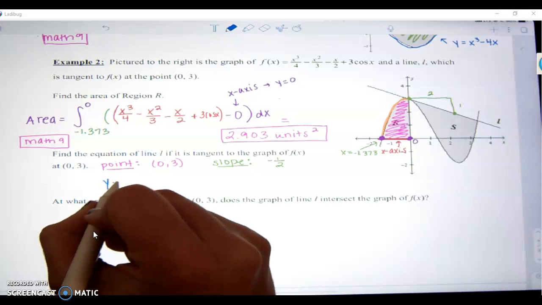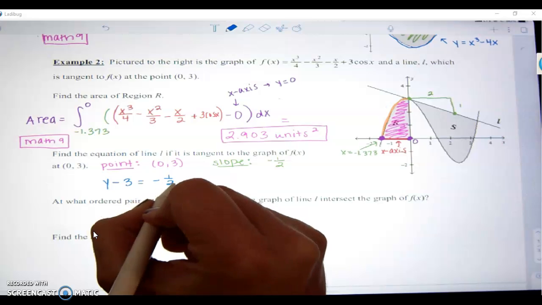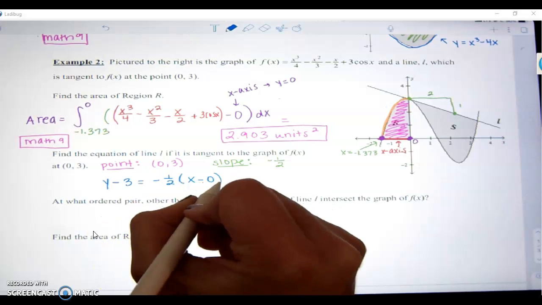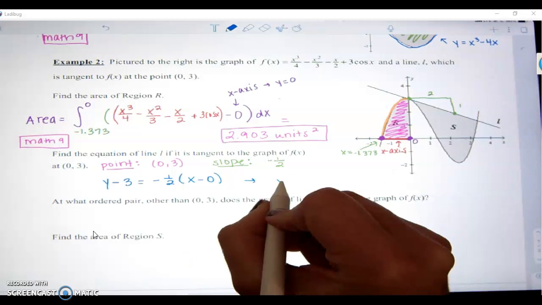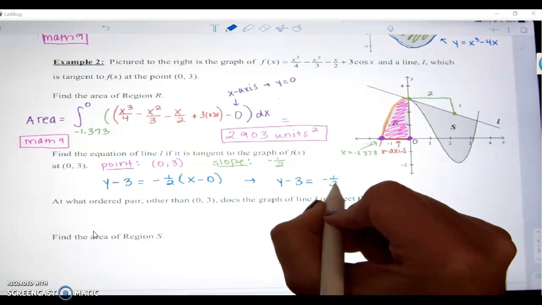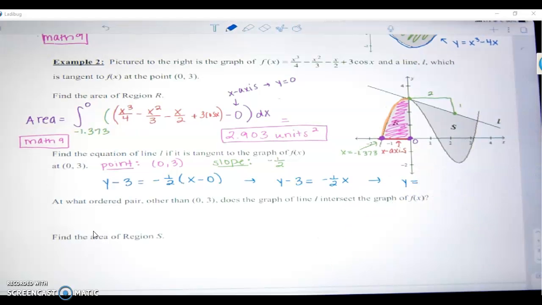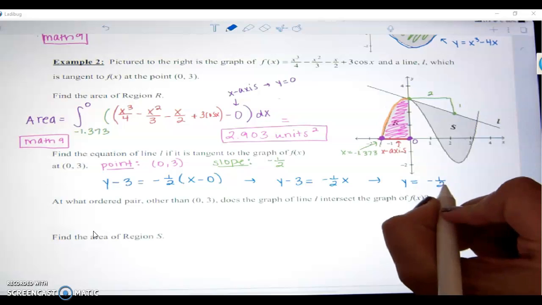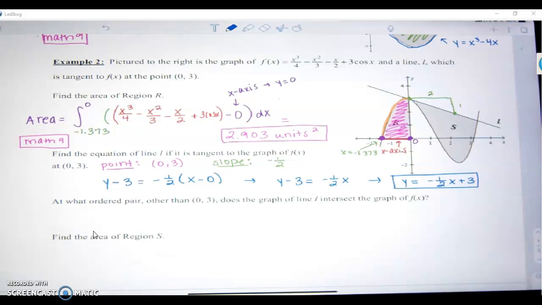So it's going to be y minus our y value, which is 3, equals the slope, which is -1/2, times x minus our x value, which is 0. So that can simplify to y minus 3 equals -1/2 x. Or if you want to go ahead and put it in slope-intercept form, this is going to be y equals -1/2 x plus 3. But any of those answers would work there. So we just found the equation, we had the point, we found the slope.